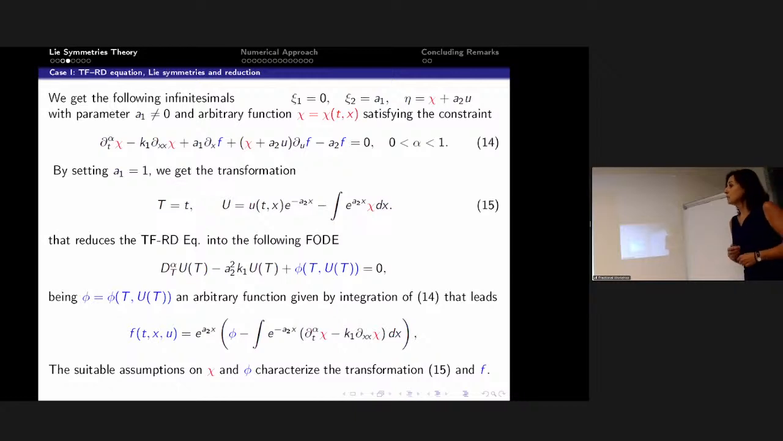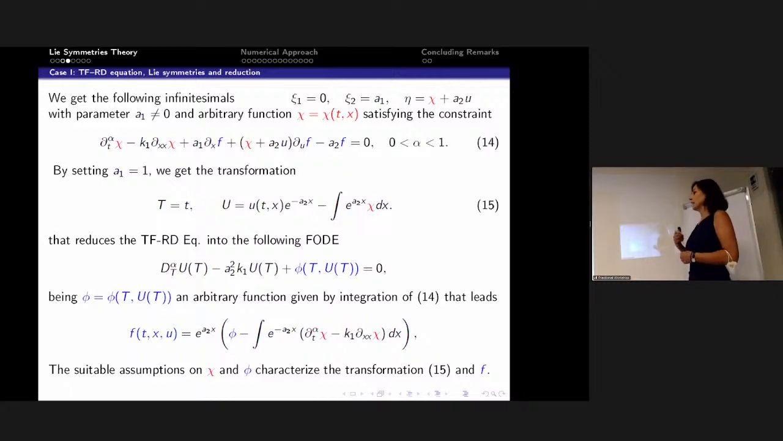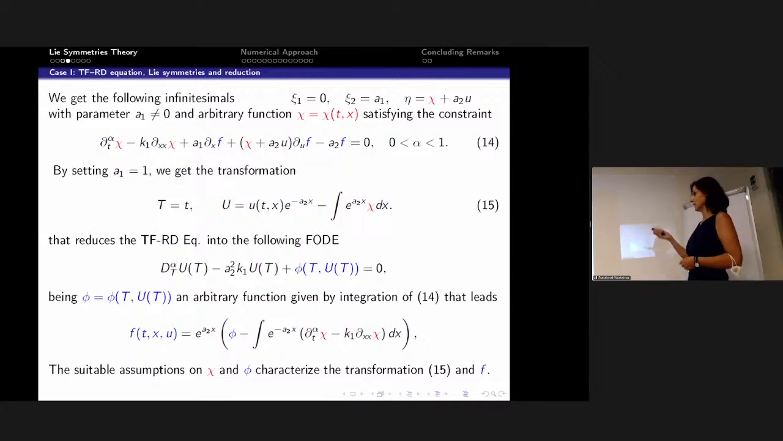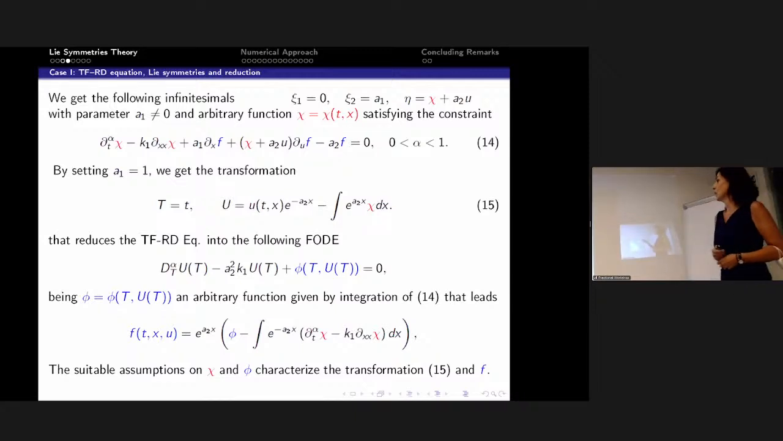Then, if we are able to analytically solve the fractional ordinary differential equation, we can obtain the analytical solution of the original model by applying the inverse transformation, which we can compute from number 15.